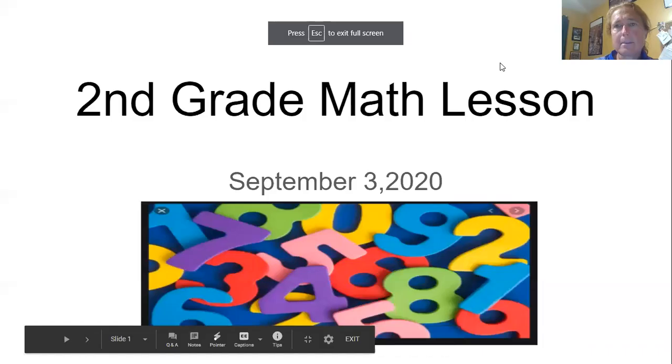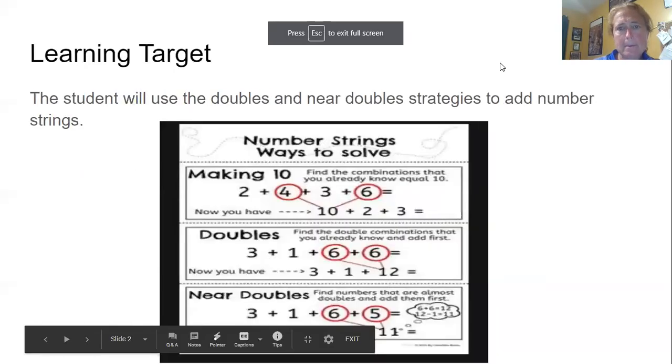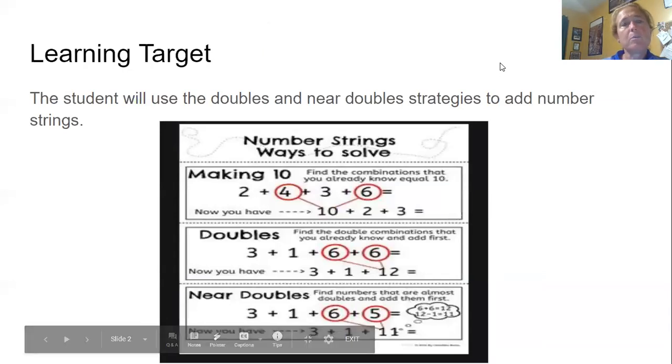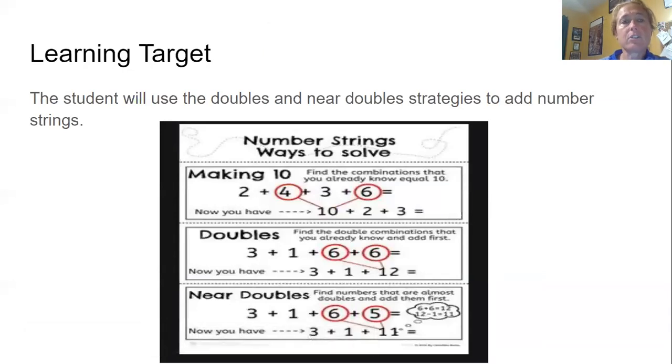Now, our learning target for today is that the student will use the doubles and near double strategies to add number strings. So here we have our first strategy that we learned, making 10. When we find two numbers that equal 10 so that it's easier to add to the other number or numbers. Today we're going to be talking about doubles. Find the double combinations that you already know and can add first.